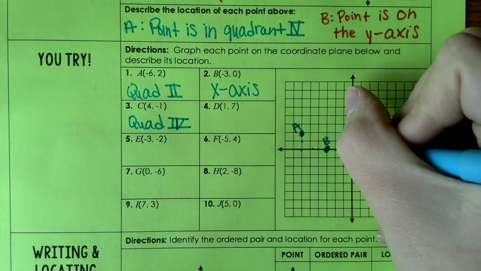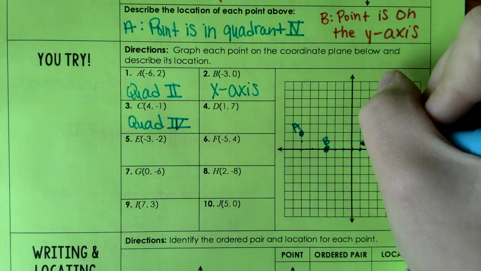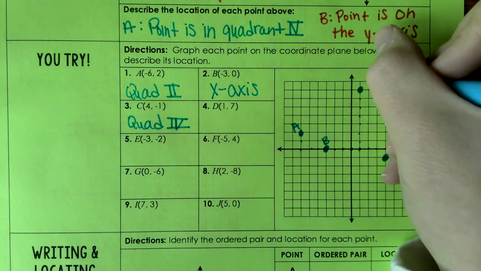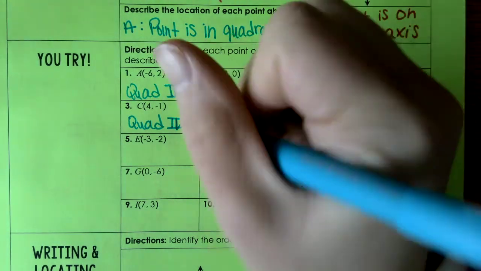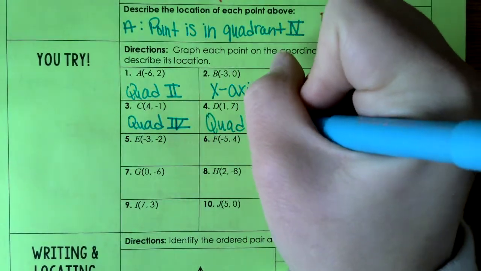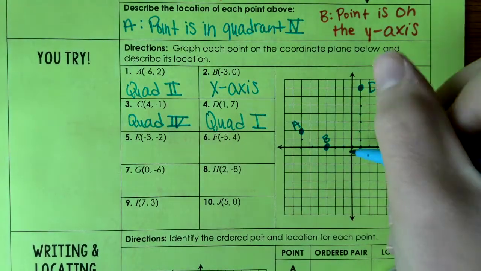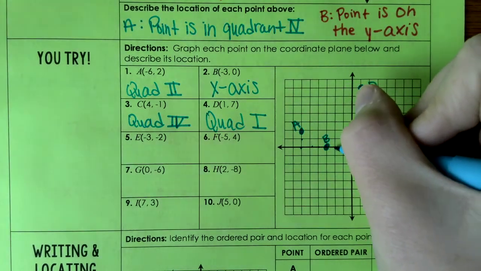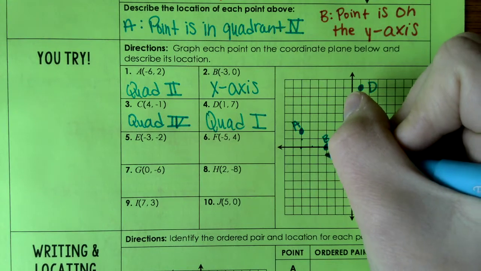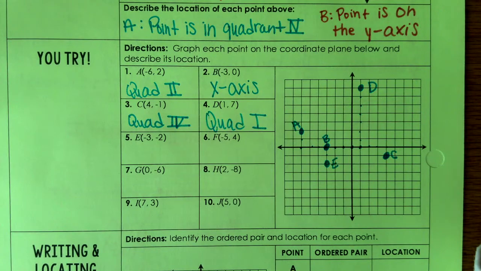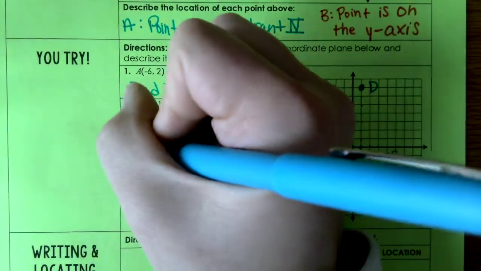Now for point D, it says move to the right 1, and then up 1, 2, 3, 4, 5, 6, 7. So that's point D. That is in quadrant I. Okay, now for point E, it says move backwards 3, so 1, 2, 3, and then down 2, 1, 2. So there is point E, and that one is over in quadrant III.